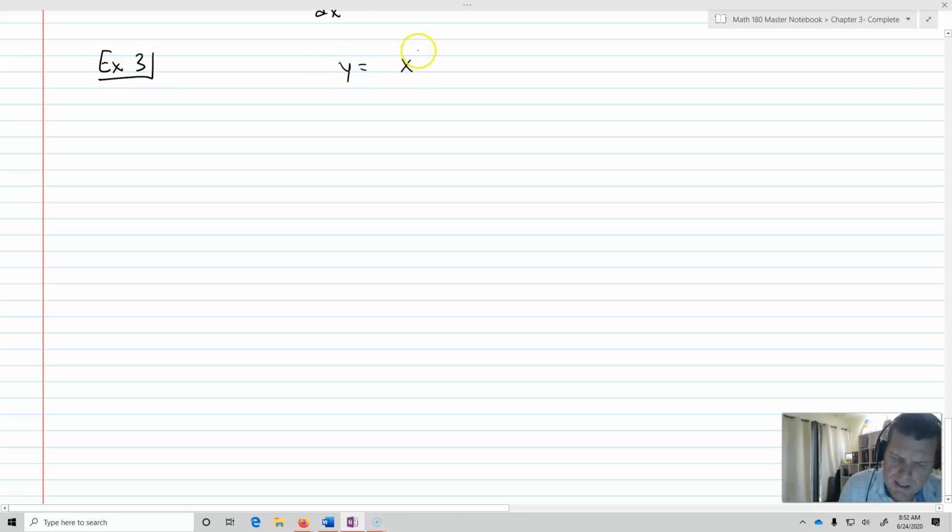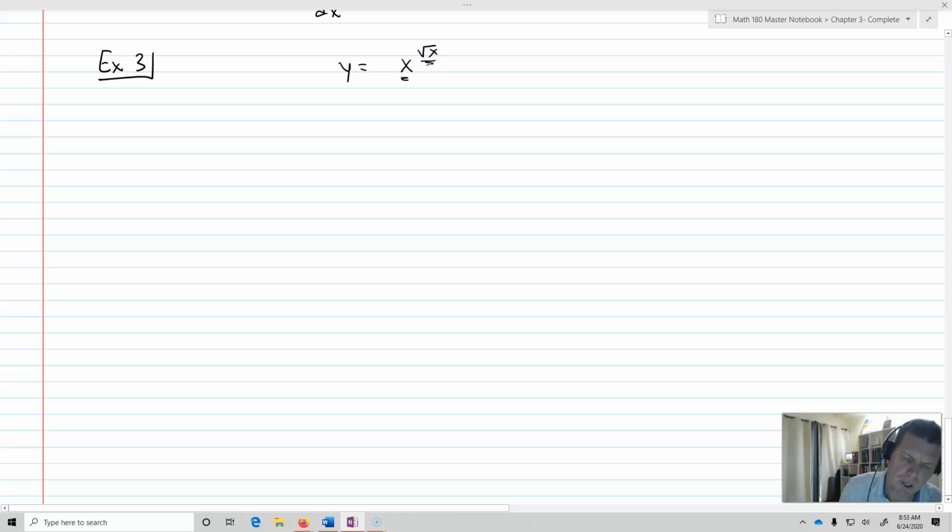Now let's look at a more complicated example. This is example number 3. We have y equals x to the square root of x. Now we're going to use logarithmic differentiation. The reason I know that is because I've got a function as my exponent, and I have a variable in the base. There's no way to go about doing this without logarithmic differentiation. Whenever I have a variable to some kind of function with a variable in it, that's what I should use.